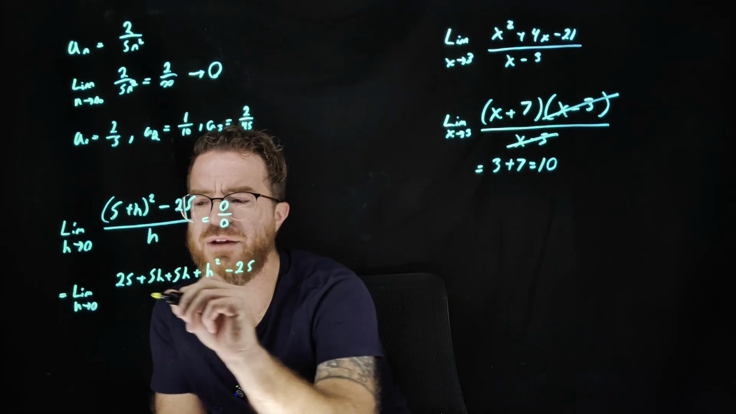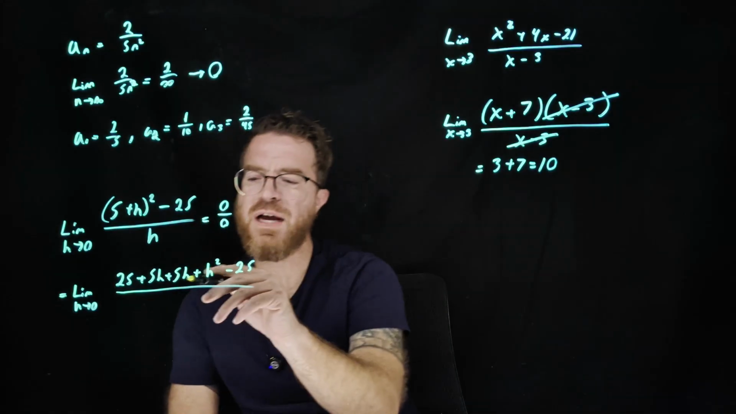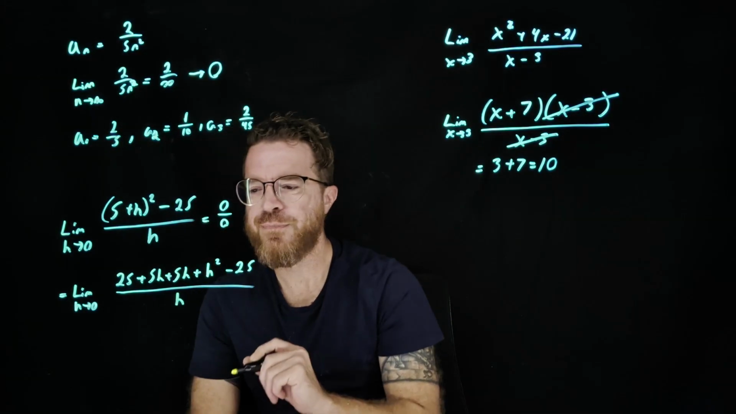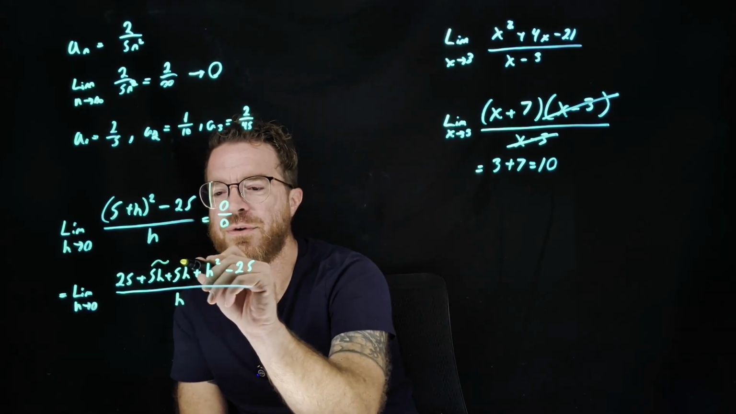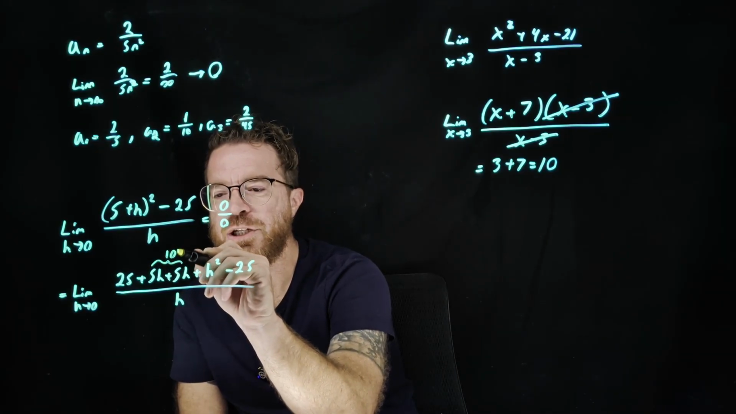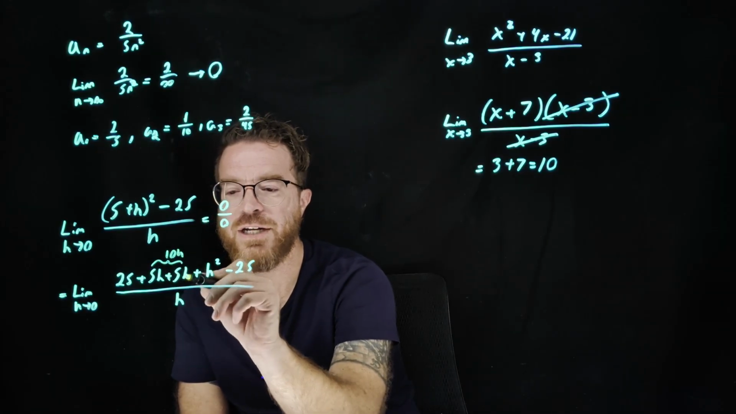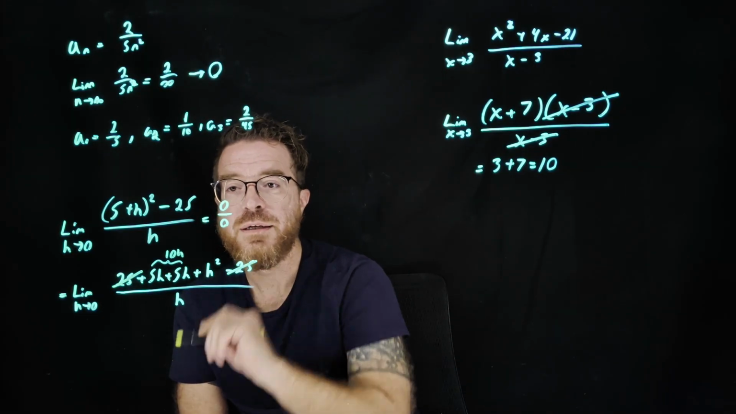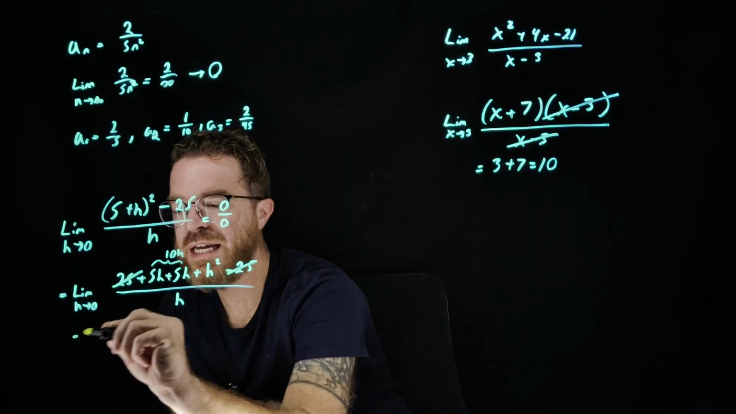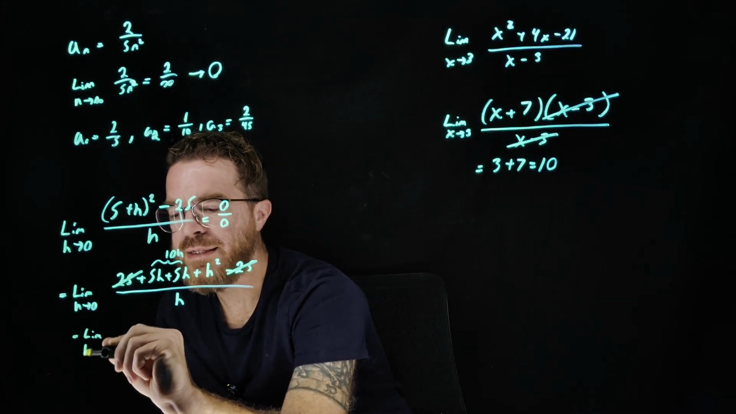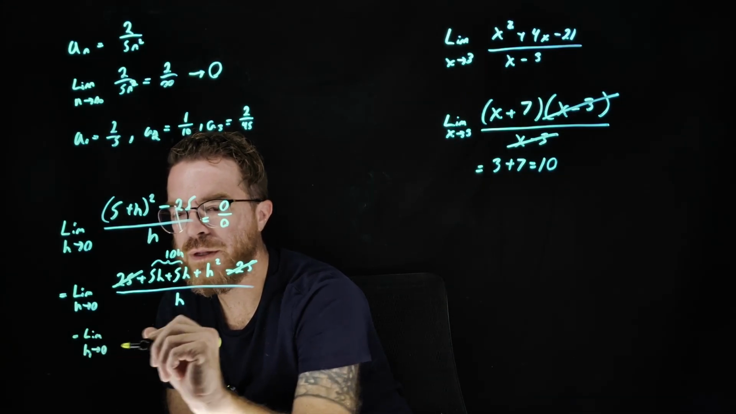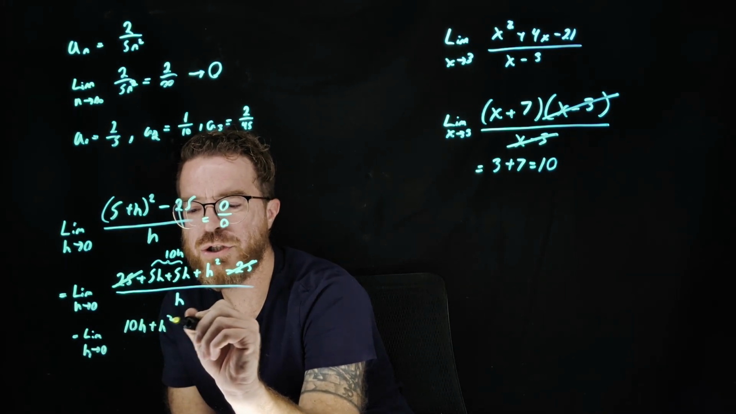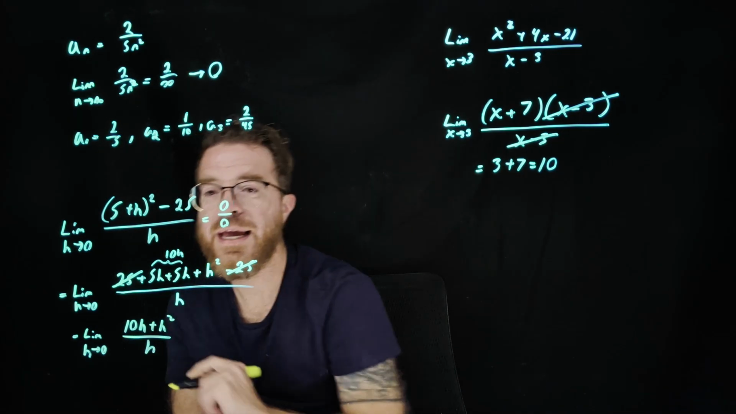So we have 25 plus 5h plus 5h plus h squared minus 25 divided by h. So I'm going to combine these two 5h's into 10h because they have the same power, h and h. This 25 is going to cancel with this negative 25. So this is going to give us the limit as h goes to 0, 10h plus h squared divided by h.